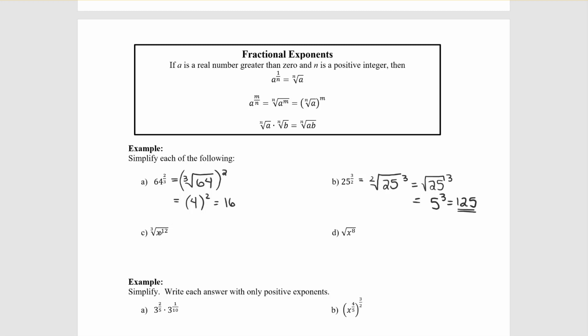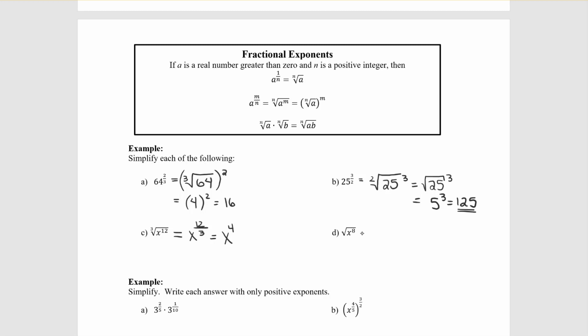Something you can't use your calculator on are the ones where the variable is under the radical. But the idea is the same. I'm just going to work backwards now. Now that I have the radical here, I want to rewrite it as a fractional exponent. So my base is x, the power goes on top, the root goes to the bottom. So 12 divided by 3 is just the number 4. That's x to the 4th.